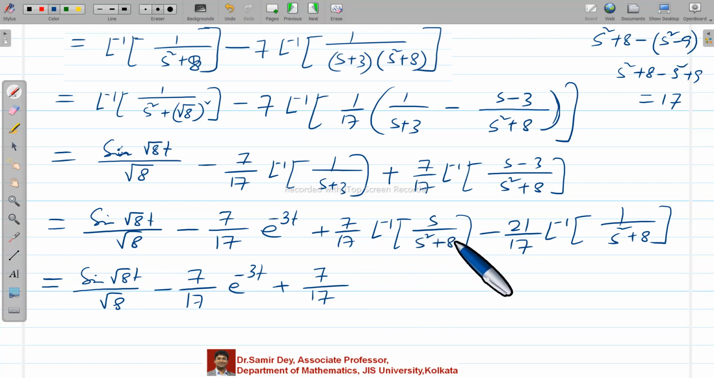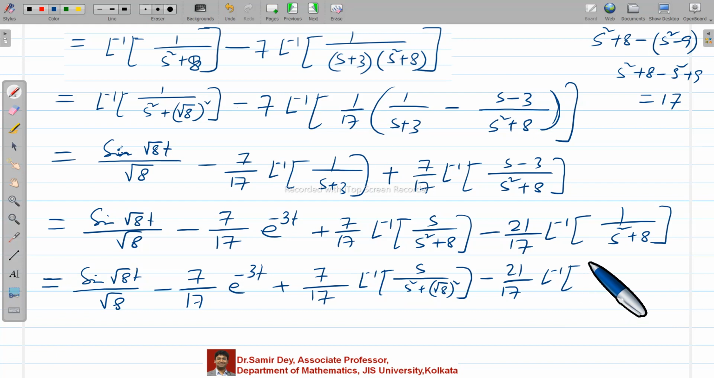Already you know it comes to root. Our formula is root 8 whole square, then only you can make it square. So shall I write directly, or you may write, okay, I can add one extra line, no problem: s by s square plus root 8 whole square minus 21 by 17. I can write this line also, no problem. If you want to eliminate one line, you may do it: s square plus root 8 whole square.